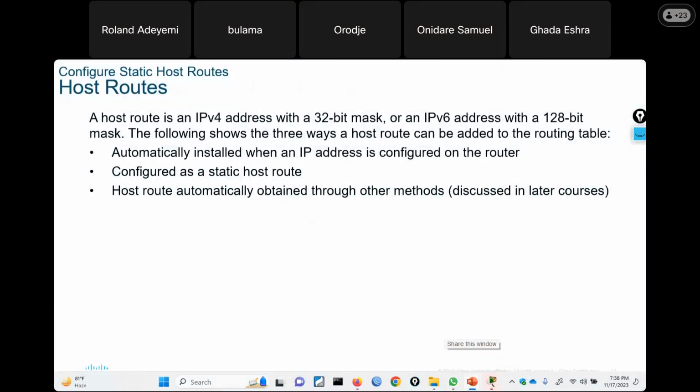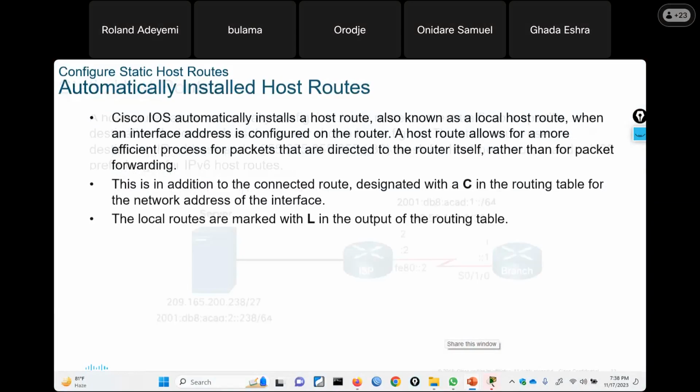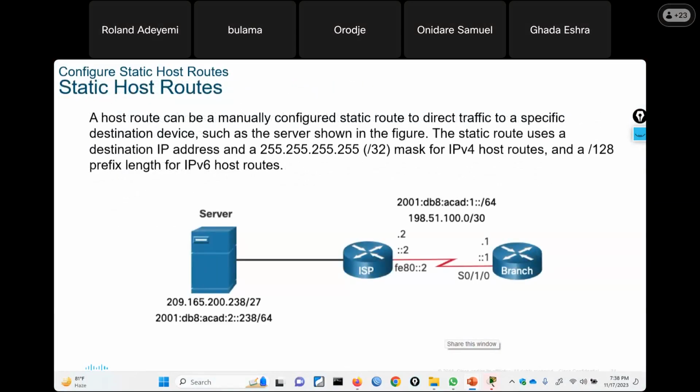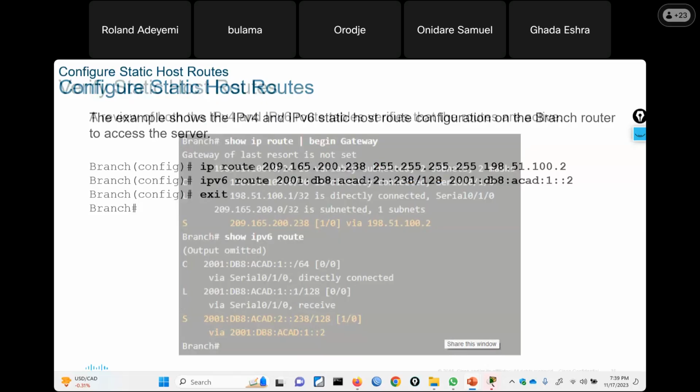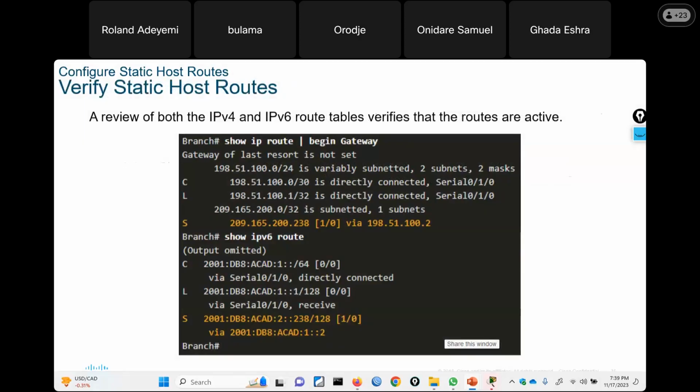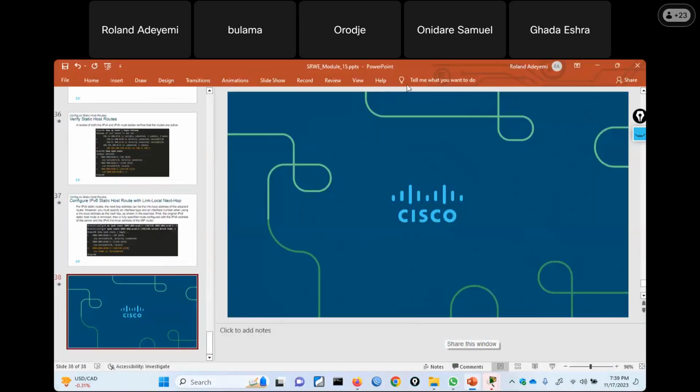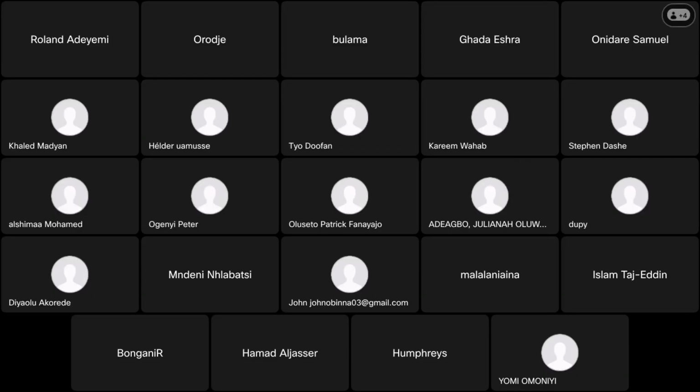Static host route, I've also told you how to do that one. That's when you install a route because you want to just reach a particular computer, just a host. Most of the time, you use this for a server. When you just want people to reach a server and you're good to go. Look at the configuration. You specify the IP address with a 255.255.255.255 mask. And when it is IPv6, you use /128 for static host routes. That is it. Any question?